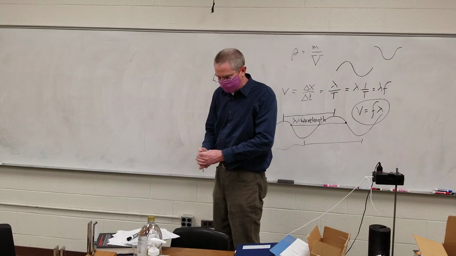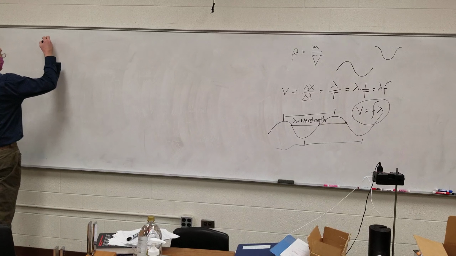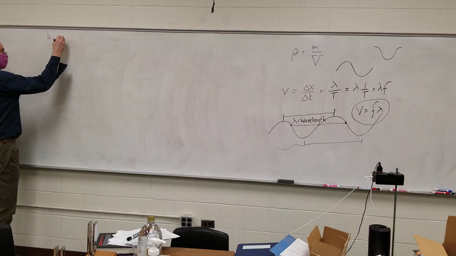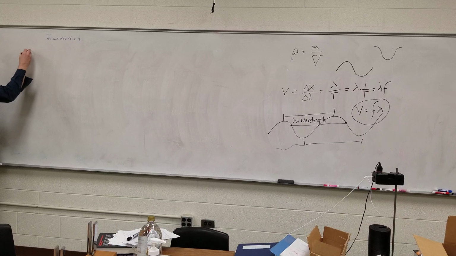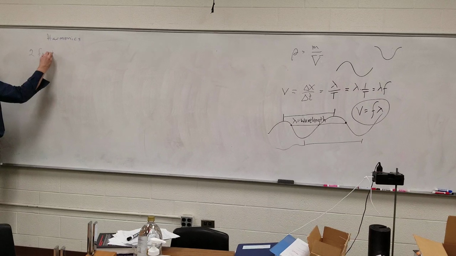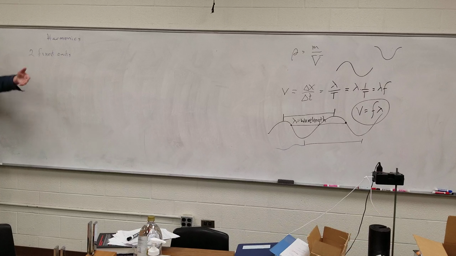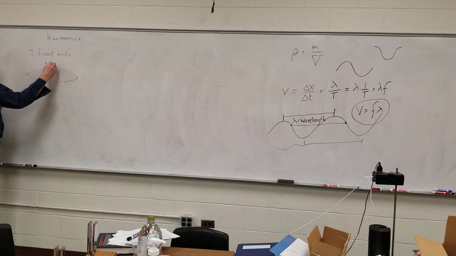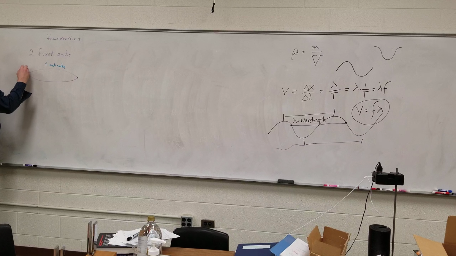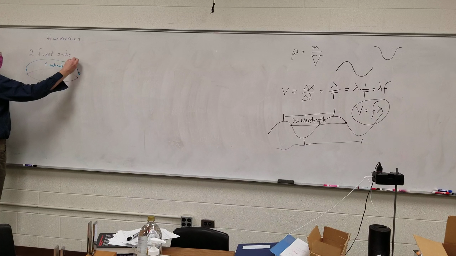All right. So let's take a look at the harmonics. I'm going to start out with two fixed ends, which is basically what we were demonstrating there. So the simplest pattern in theory, you have a fixed end here and a fixed end here, and you have one antinode in the middle. So one antinode. Two nodes.